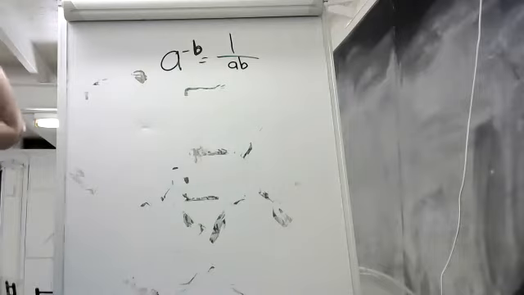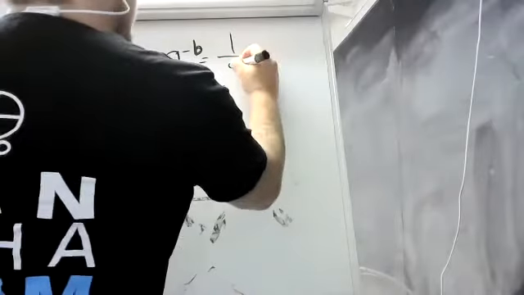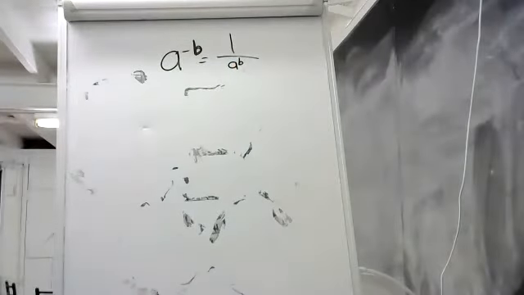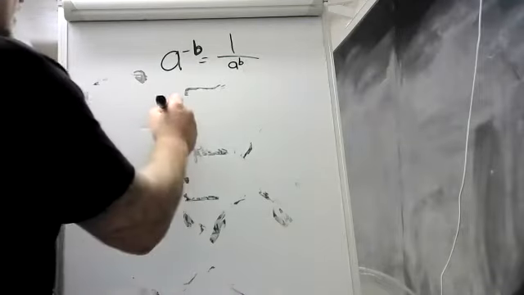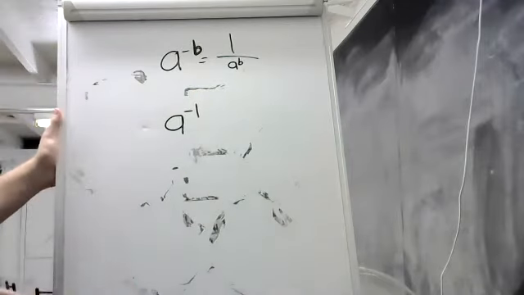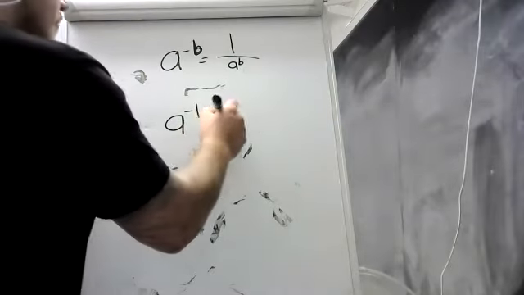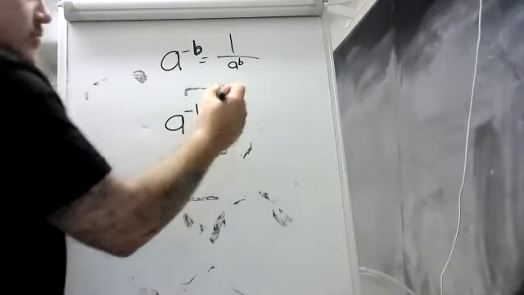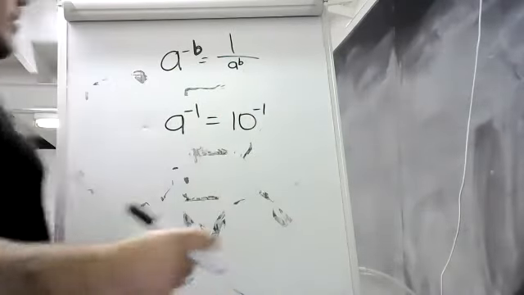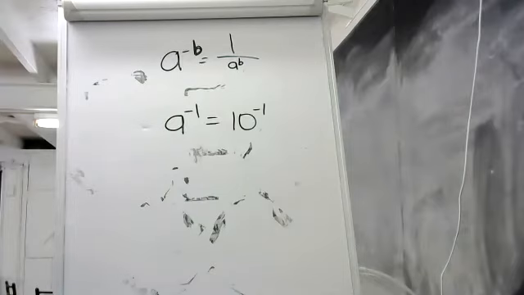Because we don't like having negative powers. I just wrote the b too big, sorry. a to the power of b. So if we were to put this as a to the power of -1, it's 1 divided by a. Yep. Or 10 to the power of -1. Why do we do that? What does it do to the power? It makes a positive number. Yeah, that's why we do that, because we don't want to have negative numbers.